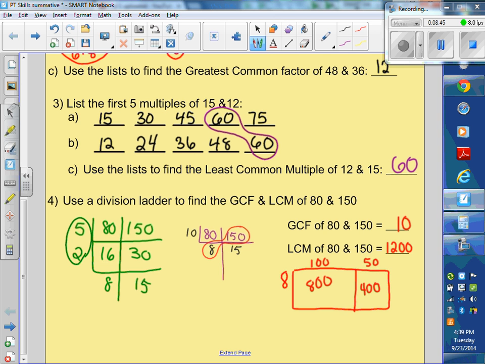So to get the GCF, you would do 5 times 2, which is 10, for the GCF. To get the LCM, you would still do 8 times 150. Both ladders work.